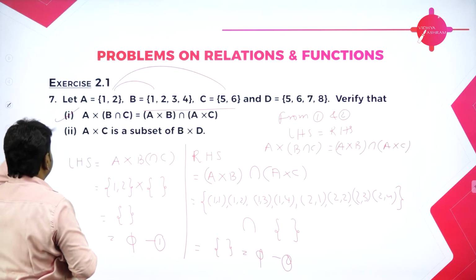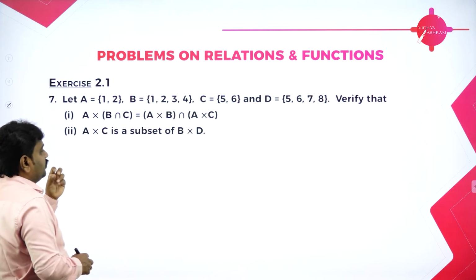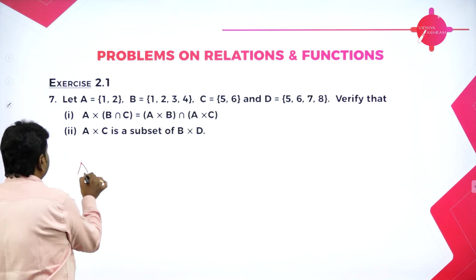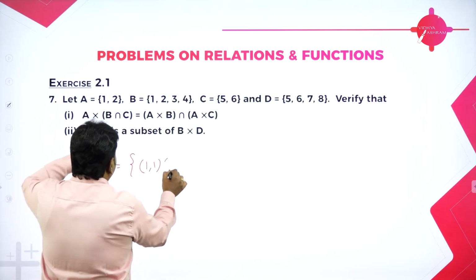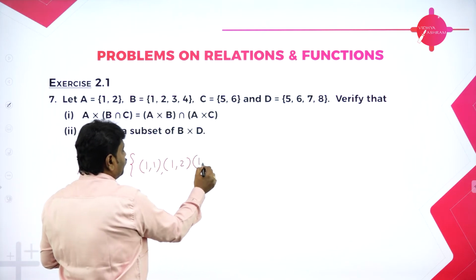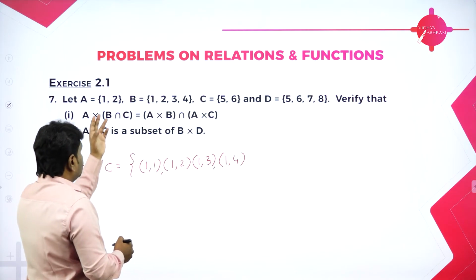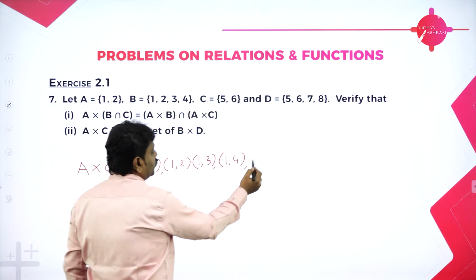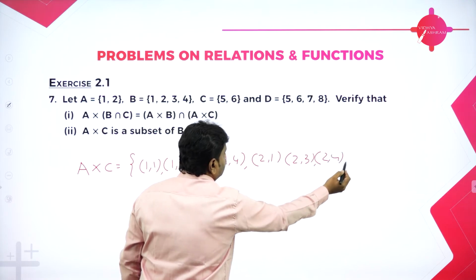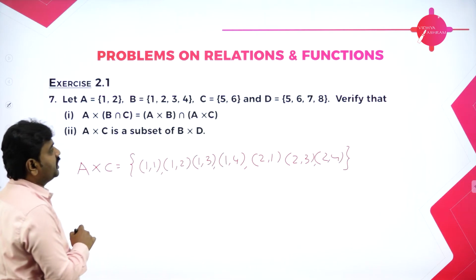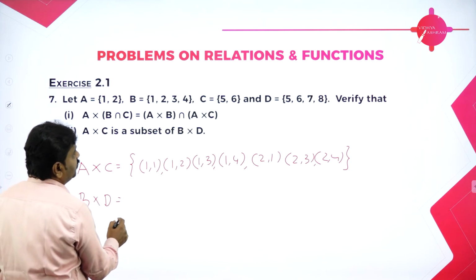Now I'll go to the second one. A cross C is a subset of B cross D. They want us to check A cross C and B cross D. First, what is A cross C? A cross C means Cartesian product of A and C, that is (1,5), (1,6), and then (2,5), (2,6). Then this is A cross C. Then we want B cross D. B cross D means ordered pairs of B and D.